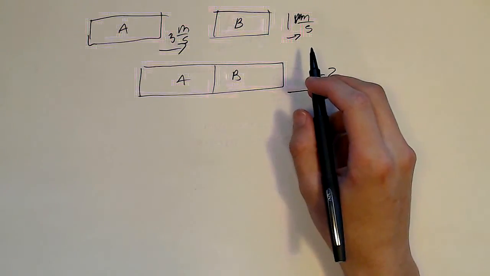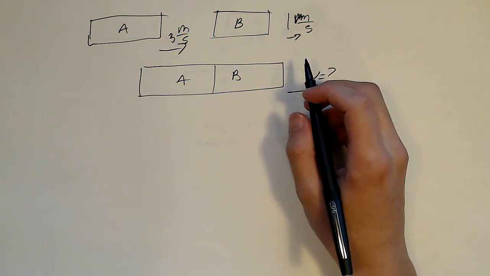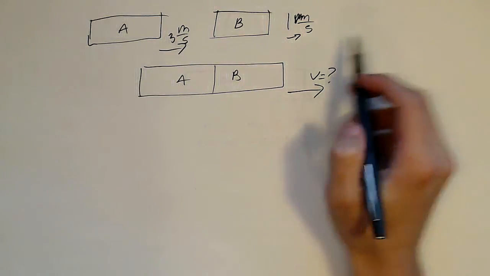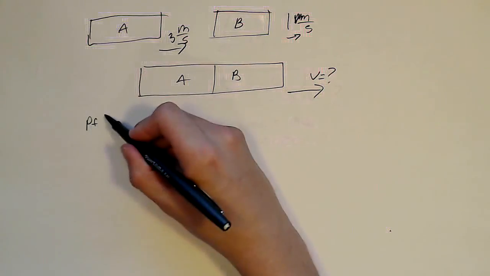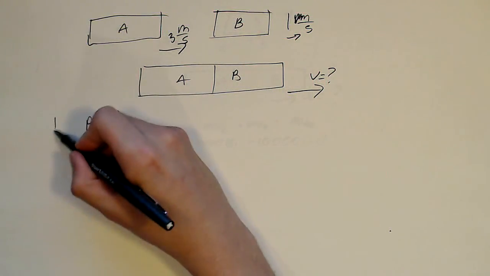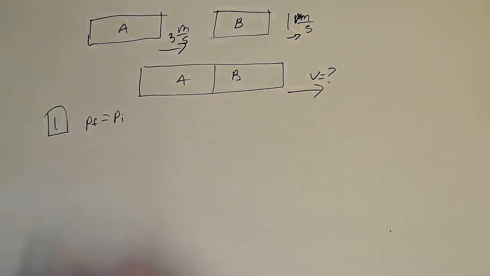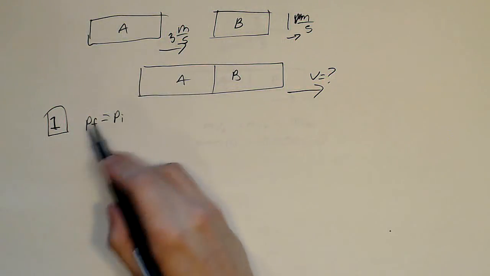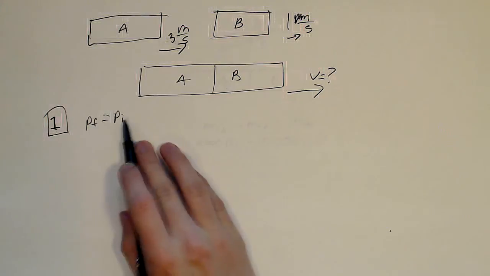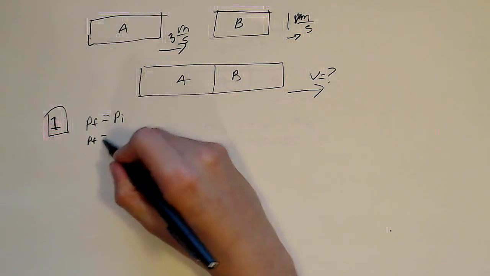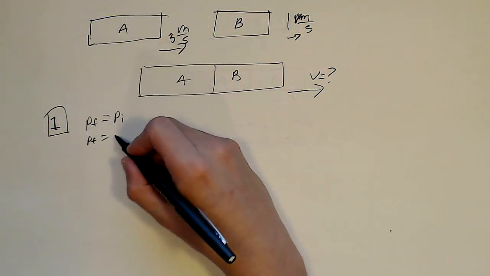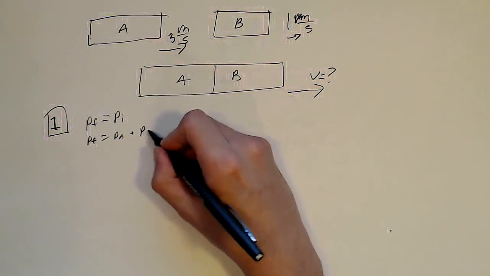And question 1 says, what is the total momentum after the collision? So we know that the total momentum after the collision has to be equal to the total momentum before the collision. So P final of the system has to be equal to P initial of the system. Which means that the final momentum of this plus the initial momentum of these two added together will be the same. So P final equals the initial momentum, so it's going to be momentum of A plus momentum of B.